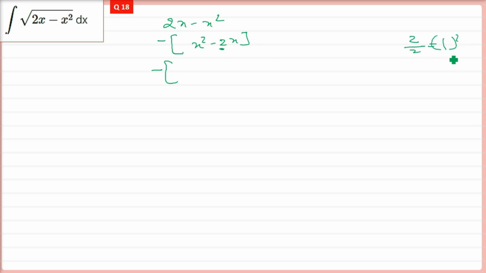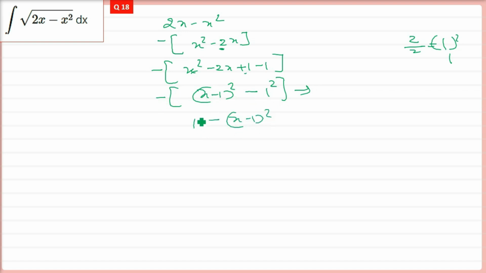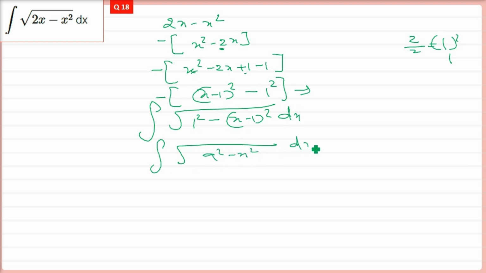Now just divide the coefficient of x by 2. 1 will come, add it and subtract it. This will be x minus 1 whole square minus 1 square you can write. Negative is outside, so you cannot have a negative inside a root. So just swap this term with multiplication of negative. So 1 square minus x minus 1 whole square will come inside a root. You just have to integrate this. The a square minus x square formula you already know. So under root a square minus x square dx you have to apply here. In place of a, take 1. In place of x, take x minus 1.